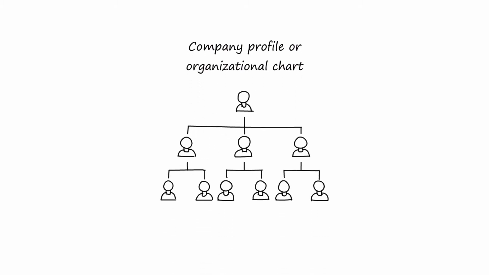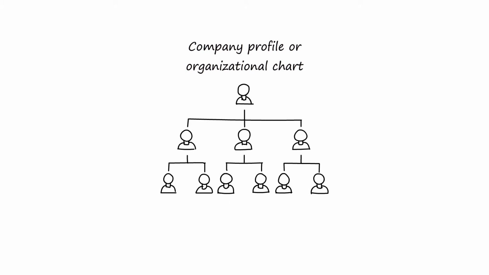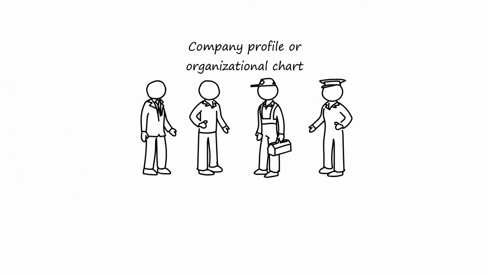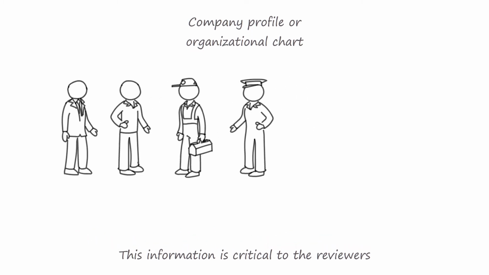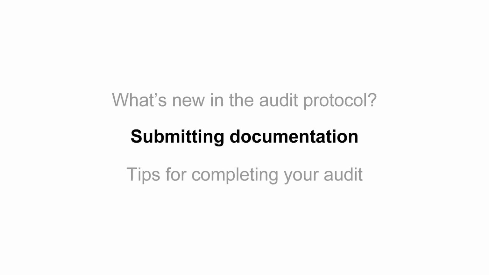And now that we've completed our audit document, it's time to submit a company profile and organizational chart. This will provide the reviewer with an overview of your operation and some basic knowledge on what types of services you provide. This information is critical to the reviewers. Hey, I think we've covered all the new parts in the protocol. So, we've learned all about the changes in the SECOR audit protocol. Let's move on to submitting your documentation.